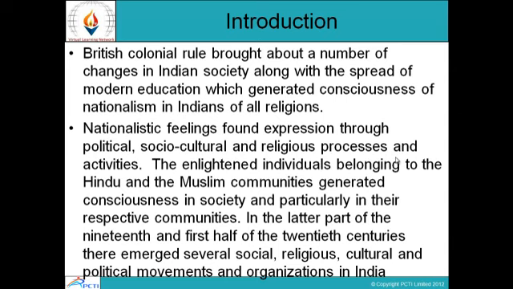In the latter part of the 19th and first half of the 20th centuries, there emerged several social, religious, cultural and political movements and organizations in India. So in the latter part of the 19th century and the first half of the 20th century, there emerged various social, religious, cultural and political movements and organizations that were also associated with the Indian national struggle and which aimed at the overthrow of the British Empire.